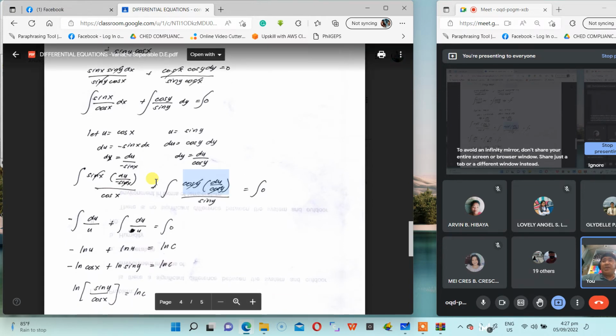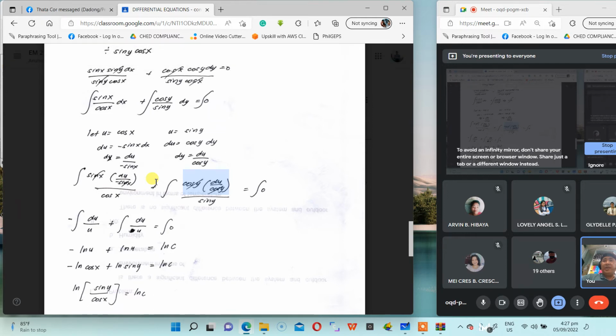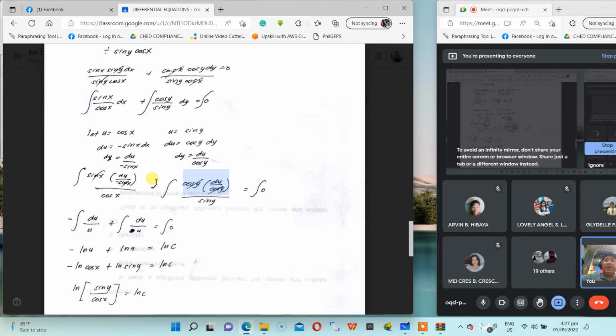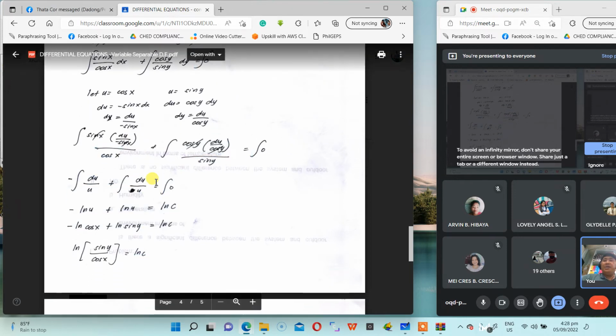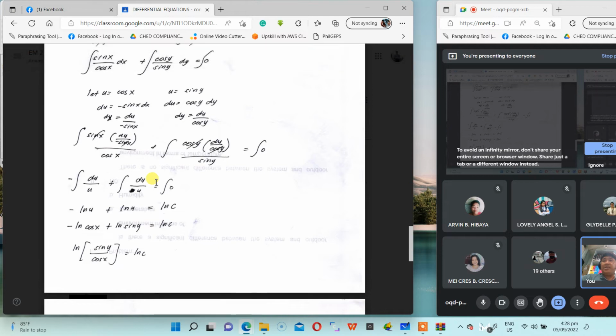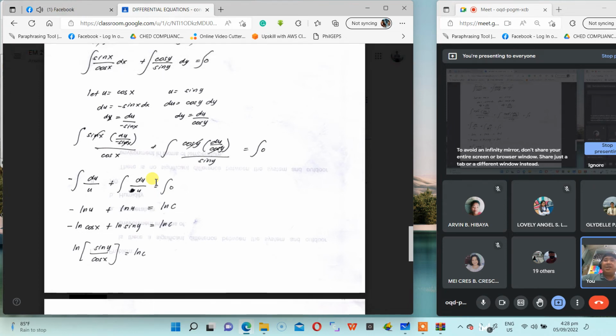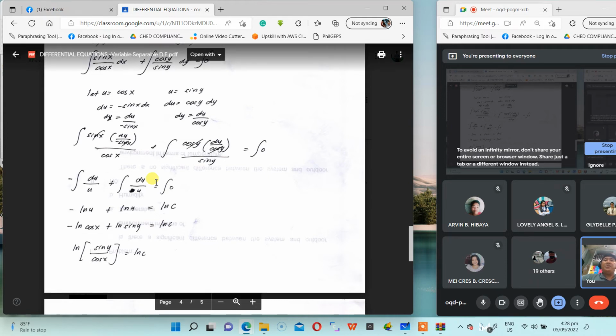Then substitute it, your dx is du over negative sine x, then your cosine x is your u. For this one, cosine, then your dy is du over cosine y, and the down is your u. Then after that, you cancel your sine. The negative will be going outside. So you have du over u since your cosine is u. And in this case, cancel the cosine y. Then du over your sine y is u. Du over u equals integral of 0.